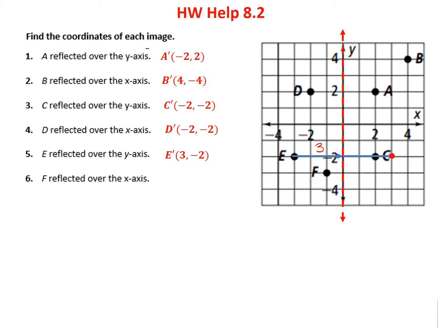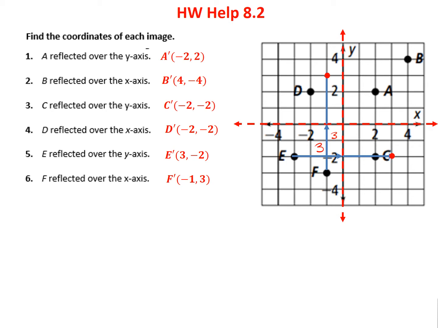Point F, we're reflecting over the x-axis, so let's draw our x-axis, and F is down here in the third quadrant as well. But now we're going to go up to the x-axis, 1, 2, 3 as well. And so we'll go past it 3 units for the reflection, and that will be our F prime there at negative 1, 3. Now, if you look at all these, there's one interesting characteristic about going over the x and y axis.